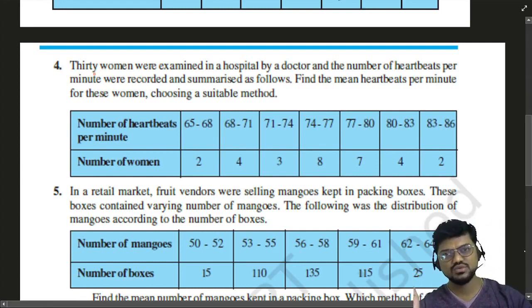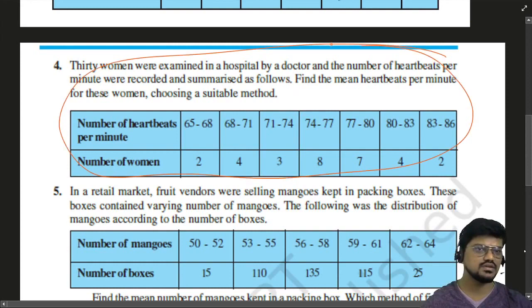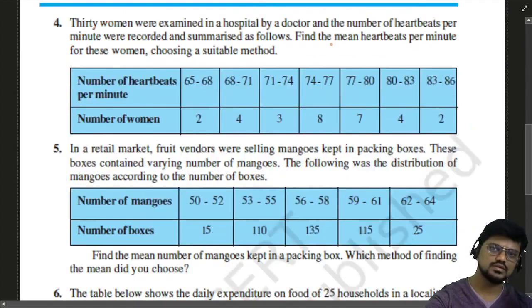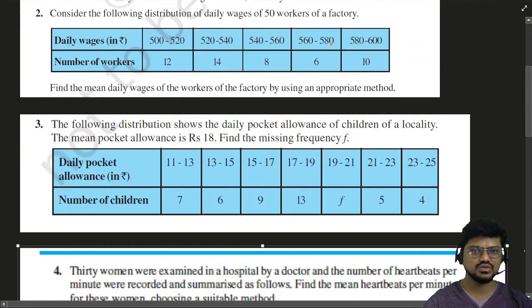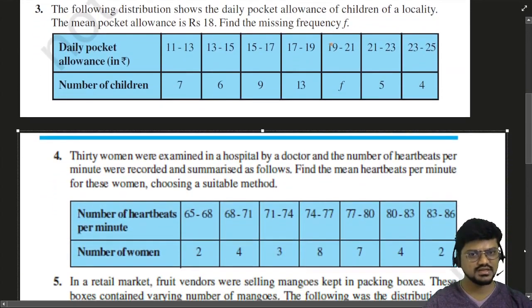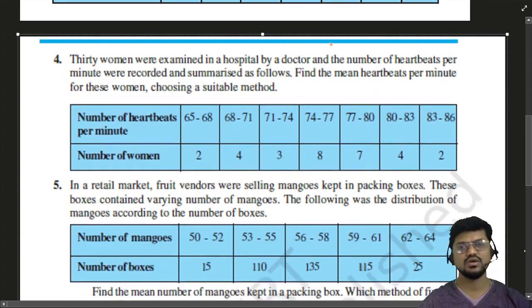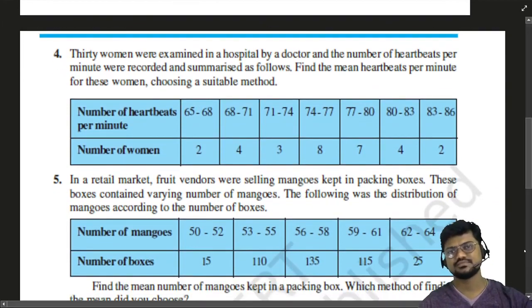Now, 30 women were examined in a hospital by a doctor and the number of heartbeats per minute were recorded and summarized as follows. Is this question clear or is it looking blurred? It's slightly blurred as compared to the above one, but still manageable and visible. Okay, fine.